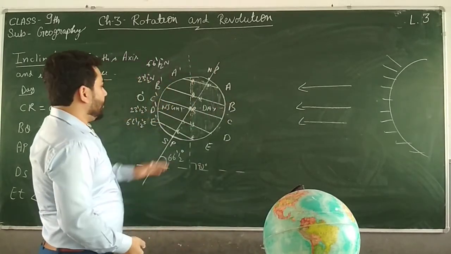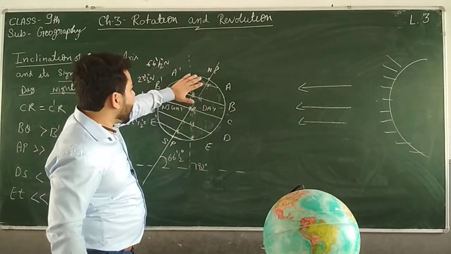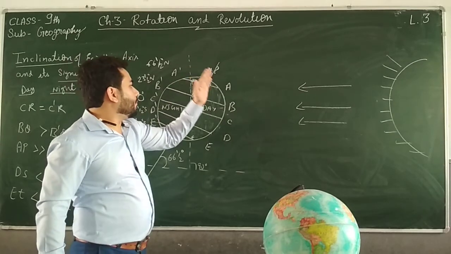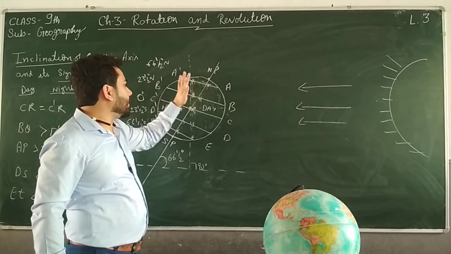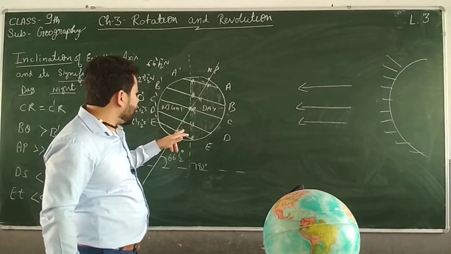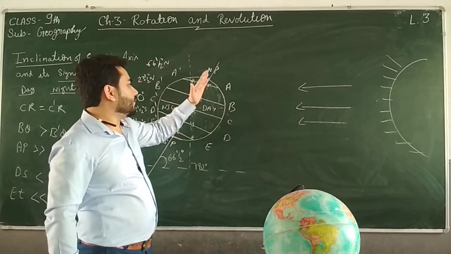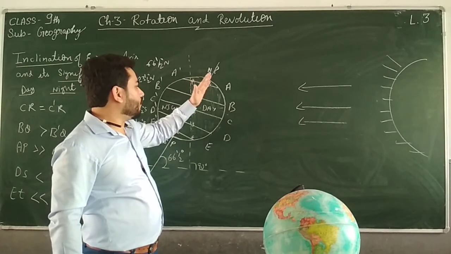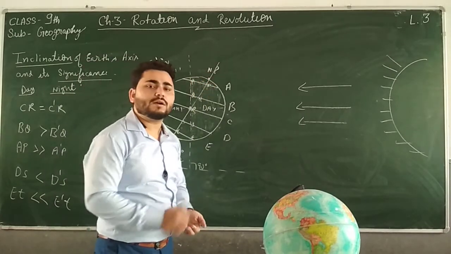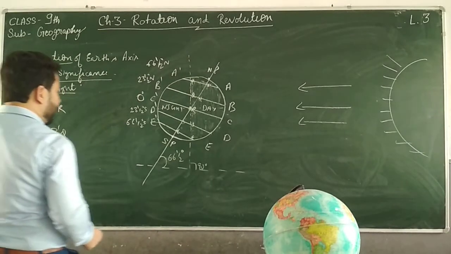And when in the Northern Hemisphere the days are longer than the nights, and in the Southern Hemisphere the nights are longer than the days, then this variation in the length of days and nights leads to what? Seasons. So what is happening here?